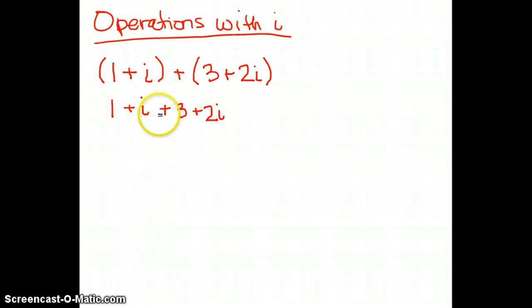And then all we have to do from here is add together our like terms. So I have 4 that are real numbers, and I have 3 that are i's. So adding is a pretty straightforward operation.